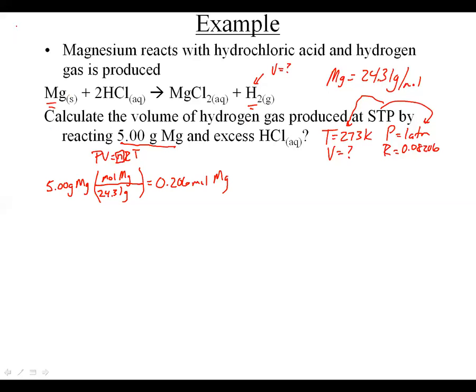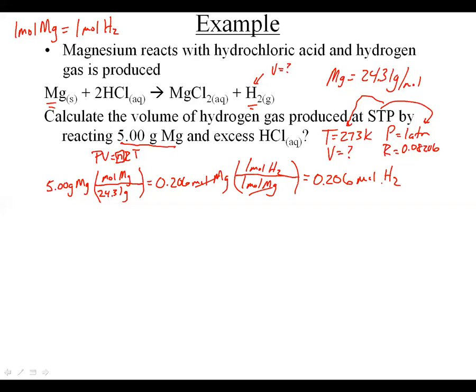And from the equation, we can see that 1 mole of magnesium gives us 1 mole of H2. So really the next step would be that stoichiometry part, where 1 mole magnesium would go on the bottom from the balanced equation, 1 mole of H2 on top. I think I could do that math there, hopefully. That's going to be 0.206 moles of H2.